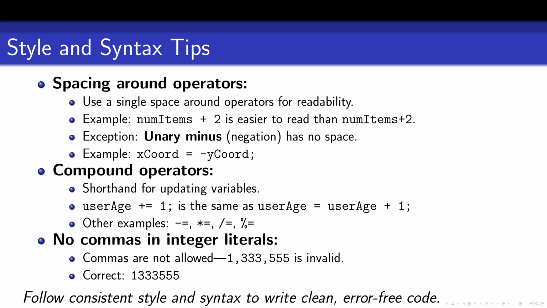Consistent formatting is key when writing readable and maintainable code, especially when working with math expressions. One style guideline is to include a single space around operators like plus, minus, asterisk, and forward slash. For example, write num items space plus space 2 instead of num items plus 2. It makes the code easier to scan and understand. One exception is when using the minus sign as a negative operator, like x coord equals negative y coord. This is called unary minus, and there's no space between the minus and the variable.